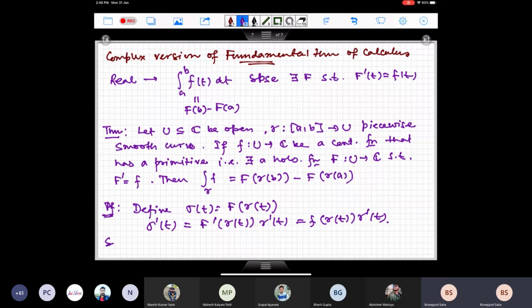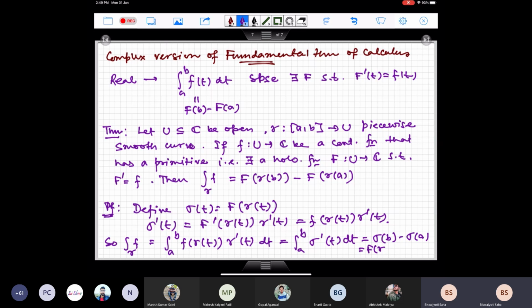So what we see is that the integral of f over gamma becomes the integral from a to b of f of gamma t, gamma prime t dt. This is equal to the integral from a to b of sigma prime of t dt, and therefore sigma of b minus sigma of a, and sigma is nothing but F of gamma t. So this is F of gamma b minus F of gamma a.